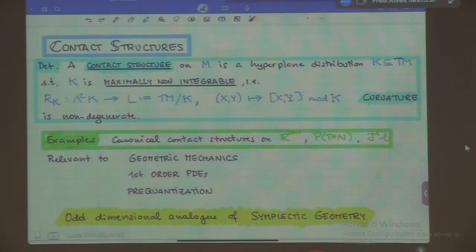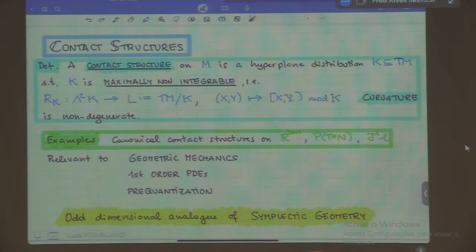And this contact geometry is interesting in many respects. First, there are canonical examples. For instance, there is a canonical contact structure on every odd-dimensional Euclidean space, also on the projectivized cotangent bundle, and also on the first jet bundle of any line bundle. These structures are relevant in, for instance, time-dependent mechanics, thermodynamics, and first-order PDEs. They appear in the quantization of symplectic structures and so on.